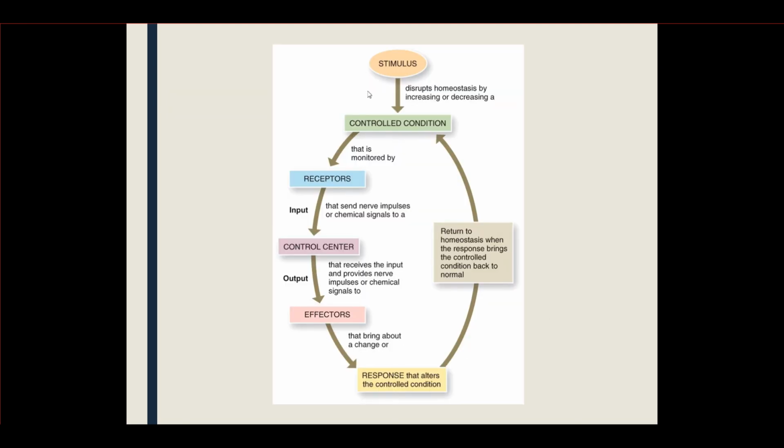Now, here's just another book, different, same idea though. You have a stimulus that changes a controlled condition, temperature, let's say. The receptor picks up that change and sends a signal to the control center. Control center processes that information. That's its main job. And if it needs to do something, it's going to send a signal to the effectors, which are going to respond. Once they respond, things go back to normal. Homeostasis, right? That's the key.